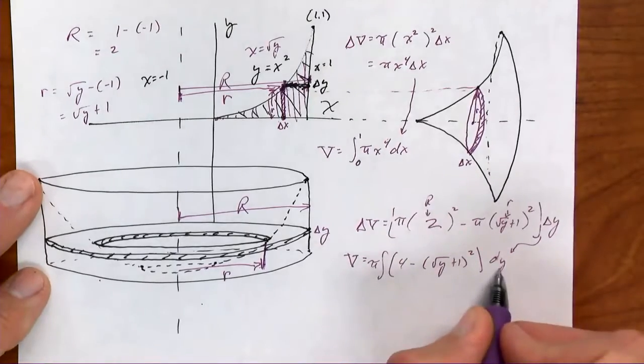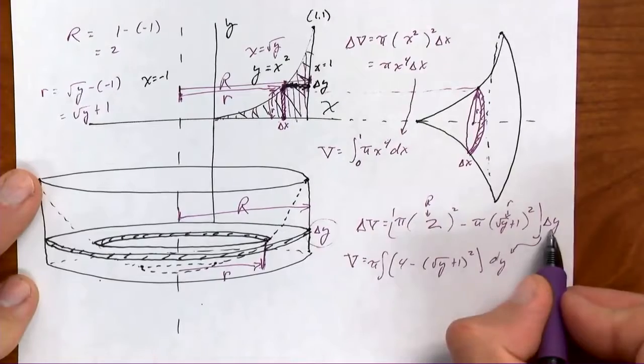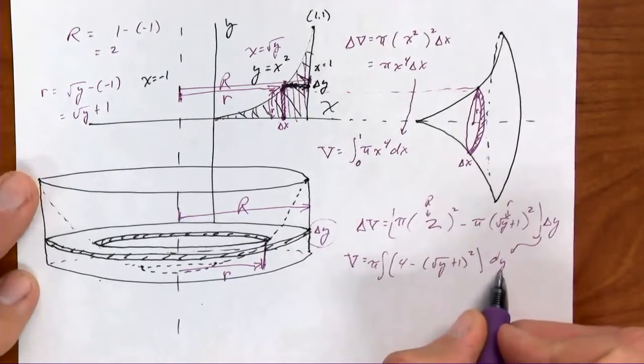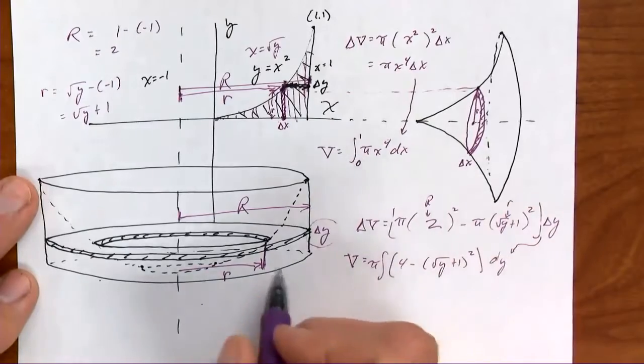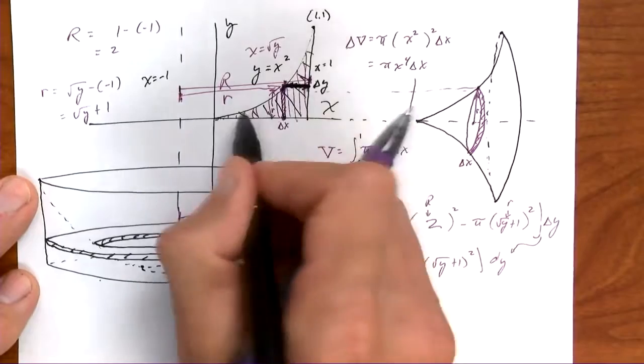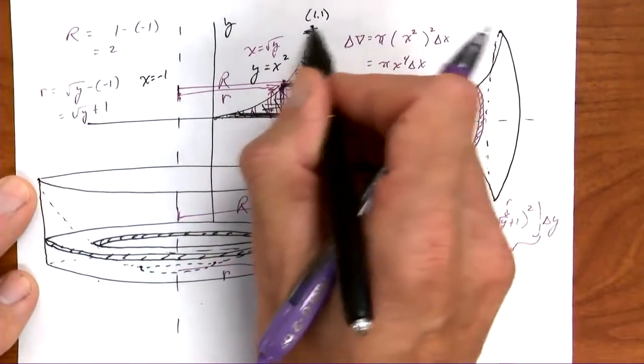Our limits of integration are going to be y values. When we say that the thickness is delta y, that's important because it tells us that the stuff inside here has got to be y values, and the limits of integration have to be y values as well. Our horizontal slices go from way down here at y equals 0 all the way up to here at y equals 1.